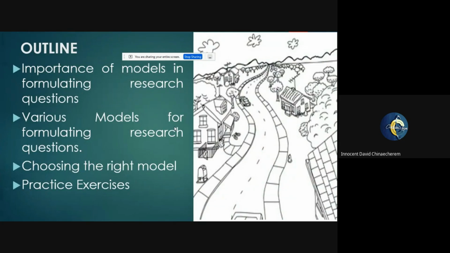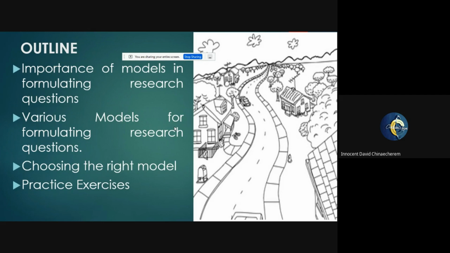First of all, we'll start by talking about the importance of models in formulating a research question. If you realize that many a time, particularly during your undergraduate days, maybe if you're in Africa or anywhere, most times it's just your supervisor asking you to do what they want. Maybe they might tell you, work on prostate cancer, come up with a title on prostate cancer.